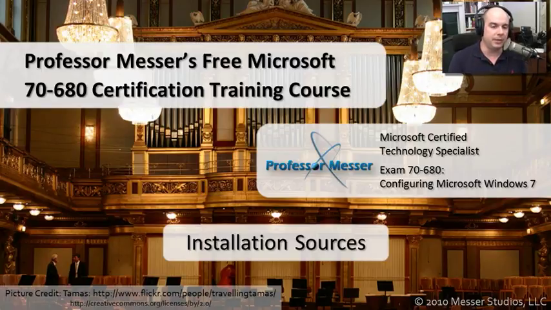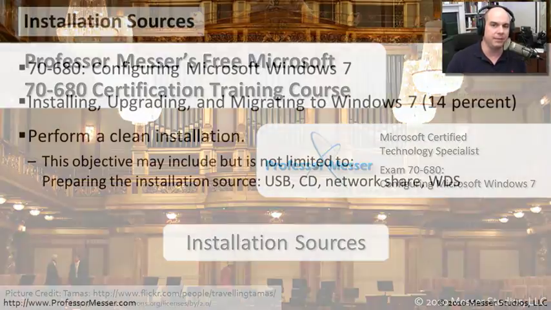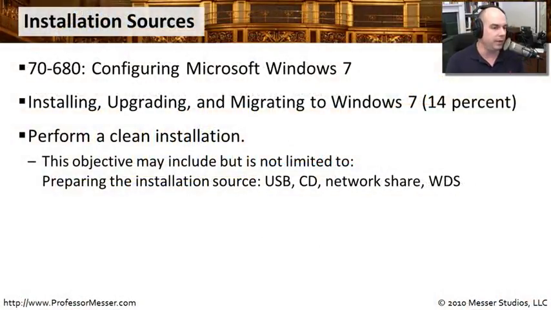I'm James Messer, and in this module, we're going to look at all of the different installation sources you'll have available whenever you're working with Windows 7. This comes from the Windows 7 requirements where we are installing, upgrading, and migrating to Windows 7, specifically preparing the installation source, installing from USB, CD, network share, and WDS.